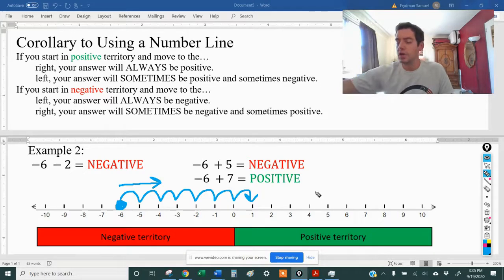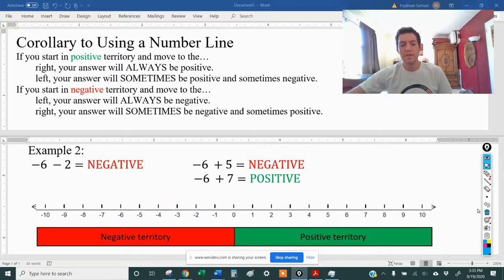All right, so let me just read this all again. Now, hopefully, it should make a little bit more sense. If we start in positive territory and move to the right, our answer is always going to be positive. But if we start in positive territory and move to the left, our answer will sometimes be positive and sometimes negative.